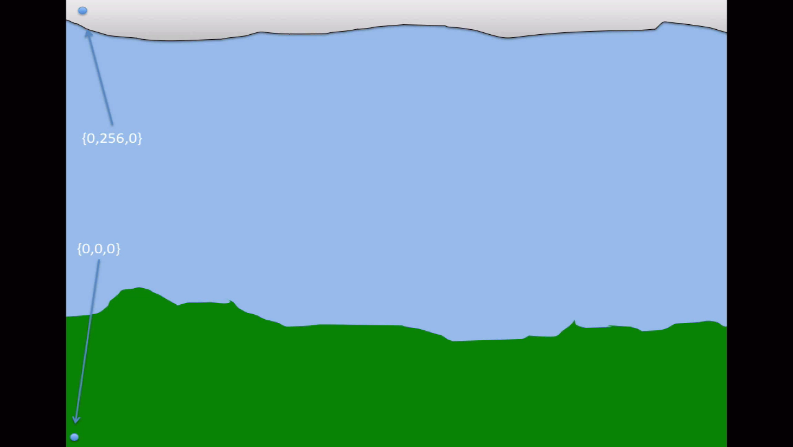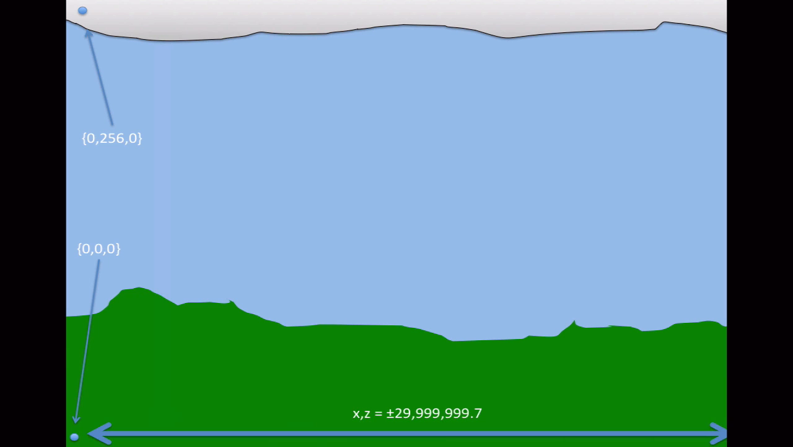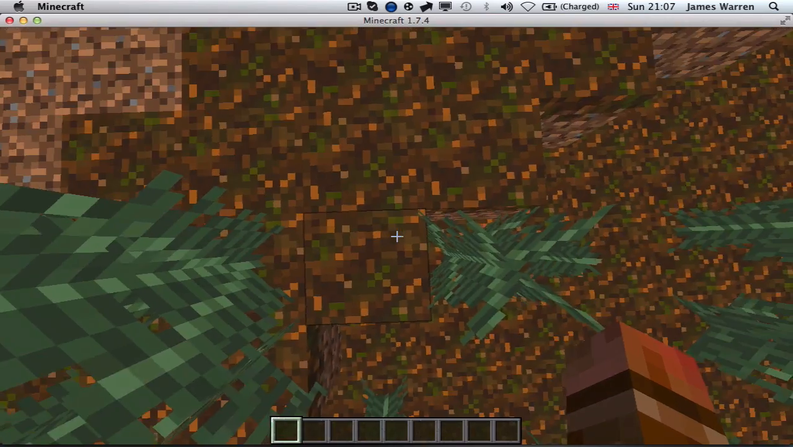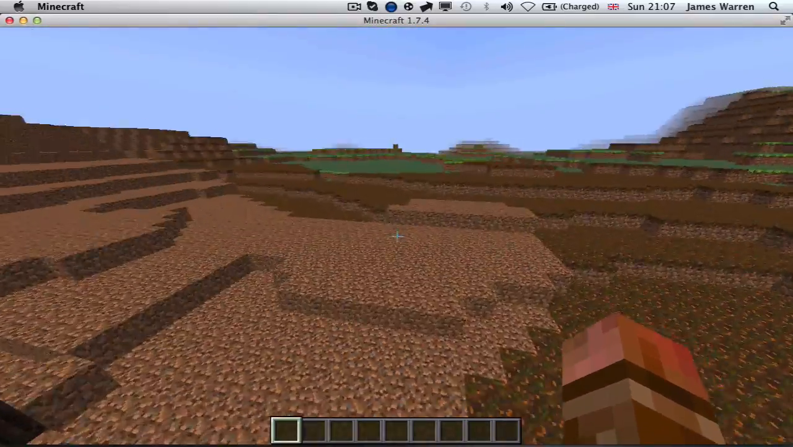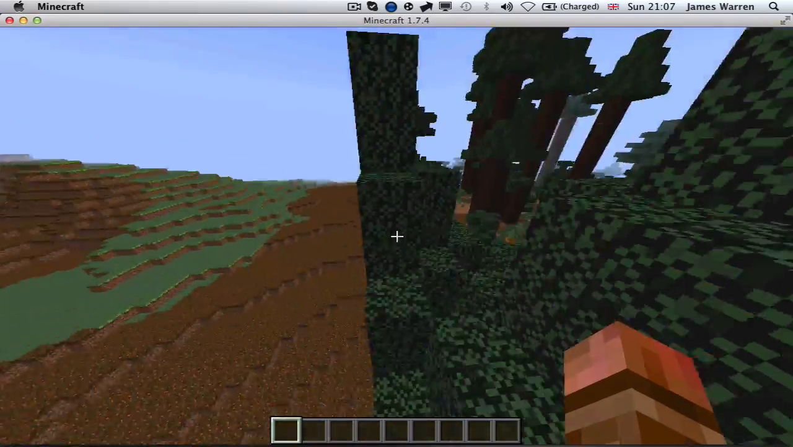The horizontal limit of Minecraft at ground level, or between y equals 0 and 256, is X and Z equal to plus or minus 29,999,999.7. What makes this the limit, you may ask? Well, there's an invisible wall which stops you crossing the border.